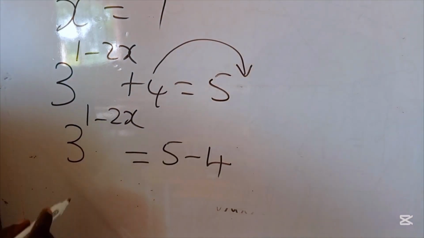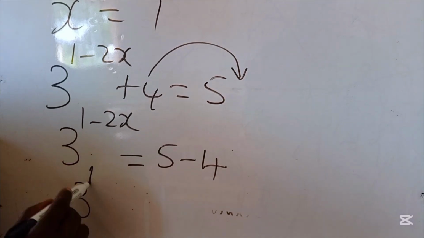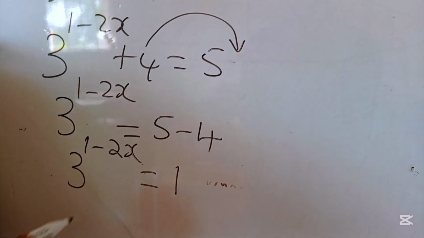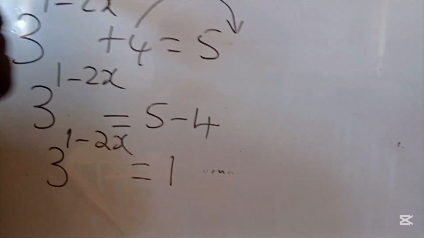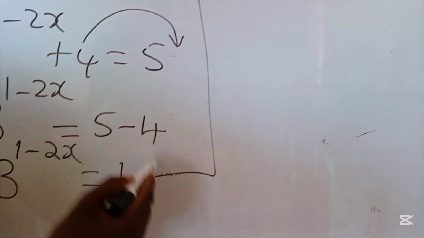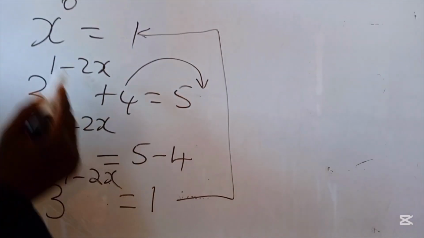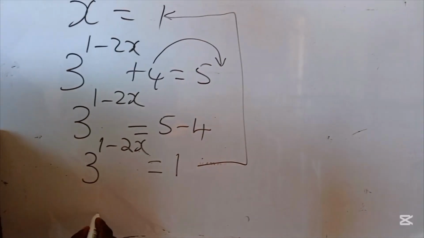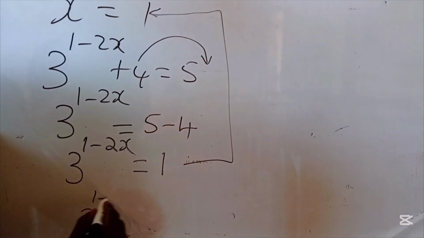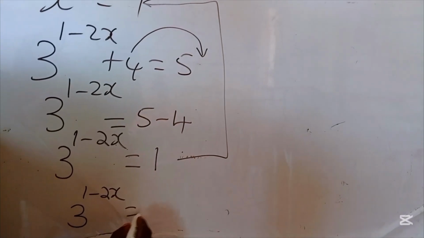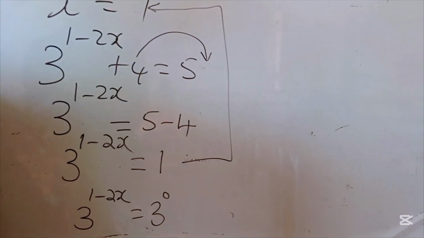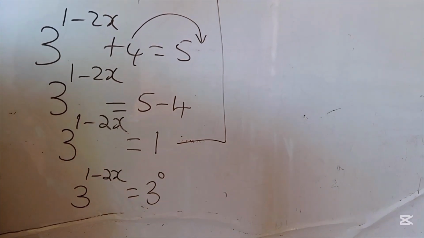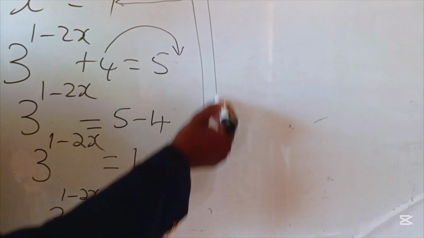I'll have an expression like this. So when you have that, you are going to have 3 to the power 1 minus 2x equals 1. Then I'm going to employ this law, which states that any number to the power 0 is equal to 1. Because I want this 1 to become a 3, it becomes 3 to the power 1 minus 2x is equal to 3 to the power 0, because I know for sure that 3 to the power 0 is 1.